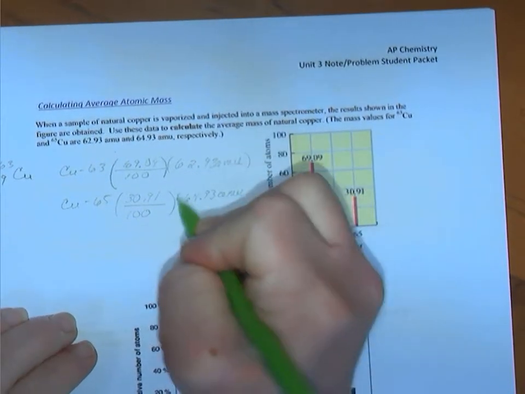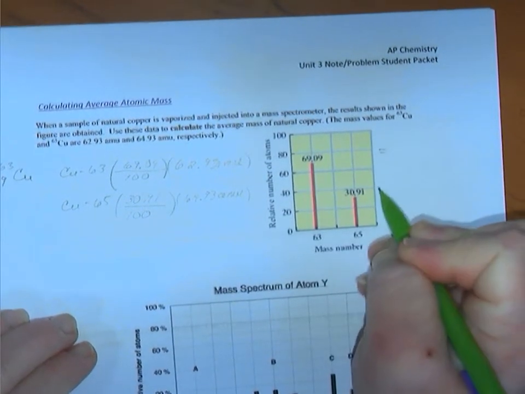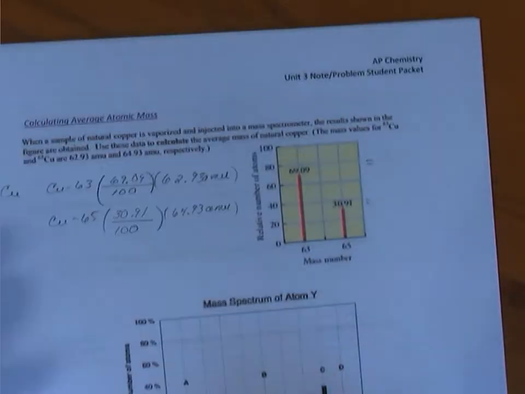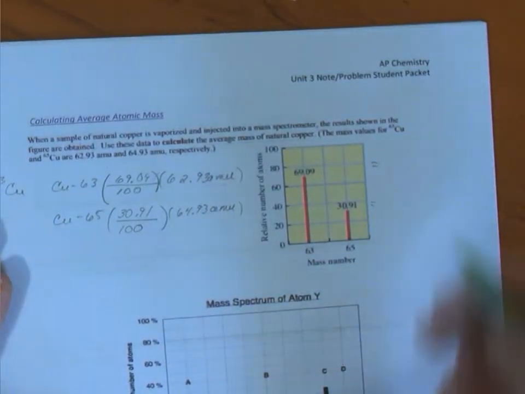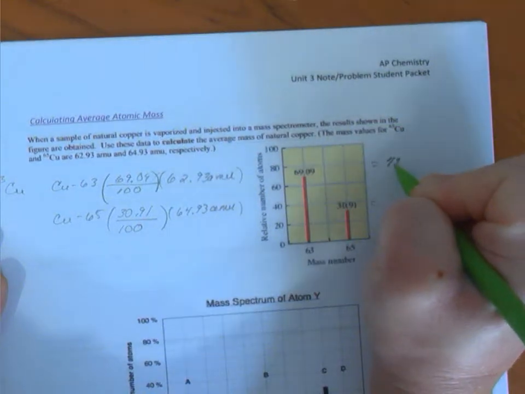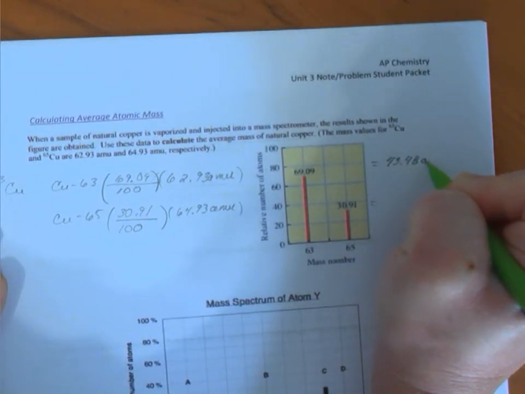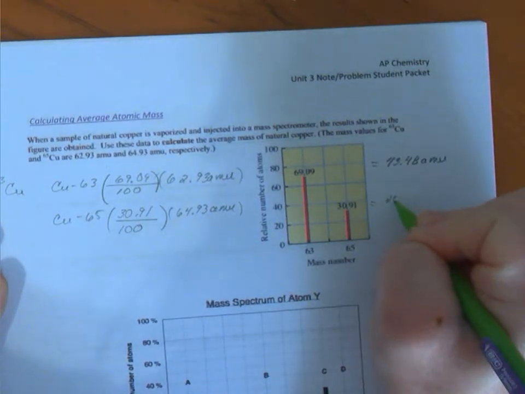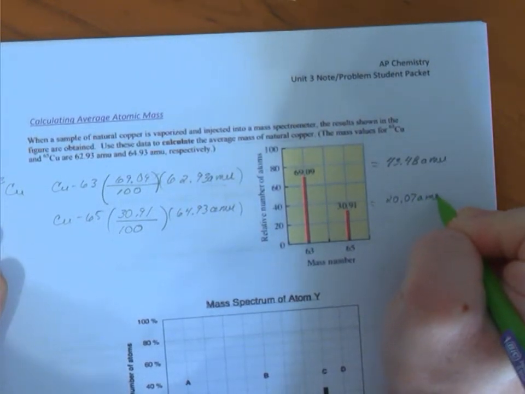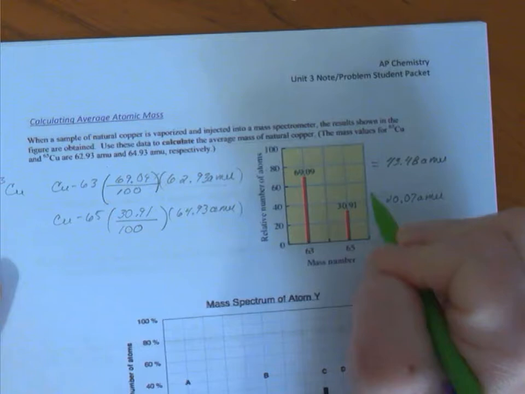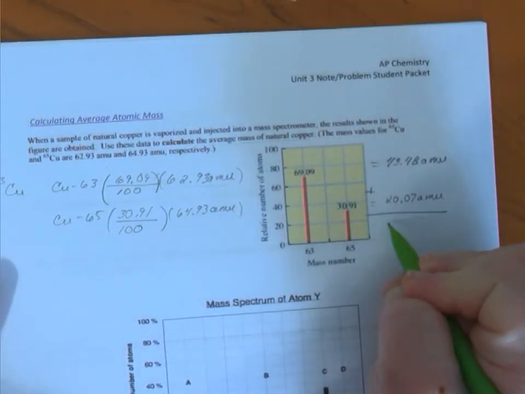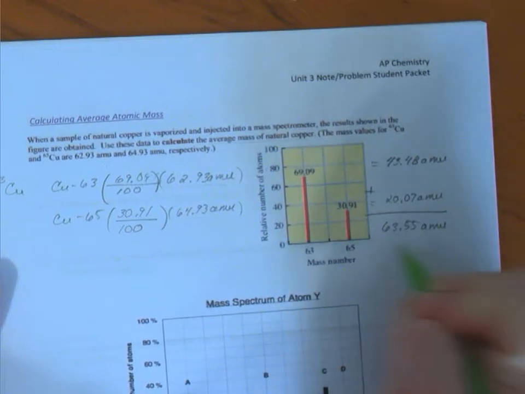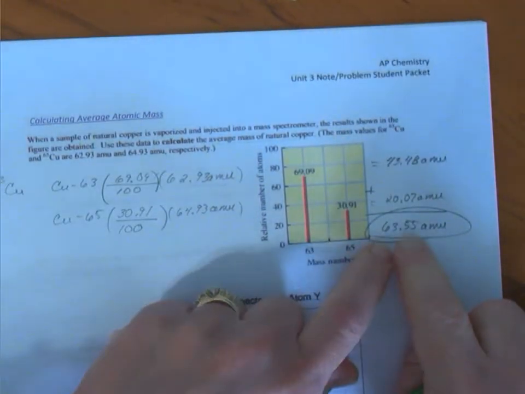I'm going to base sig figs, and I'll just put my answers over here. Yeah, you can see it a little bit better. I would get 43.48, and I'm still carrying my unit of AMU. I would get 20.07, still carrying the unit of AMU. And I add these, 63.55. So this is the weighted average.